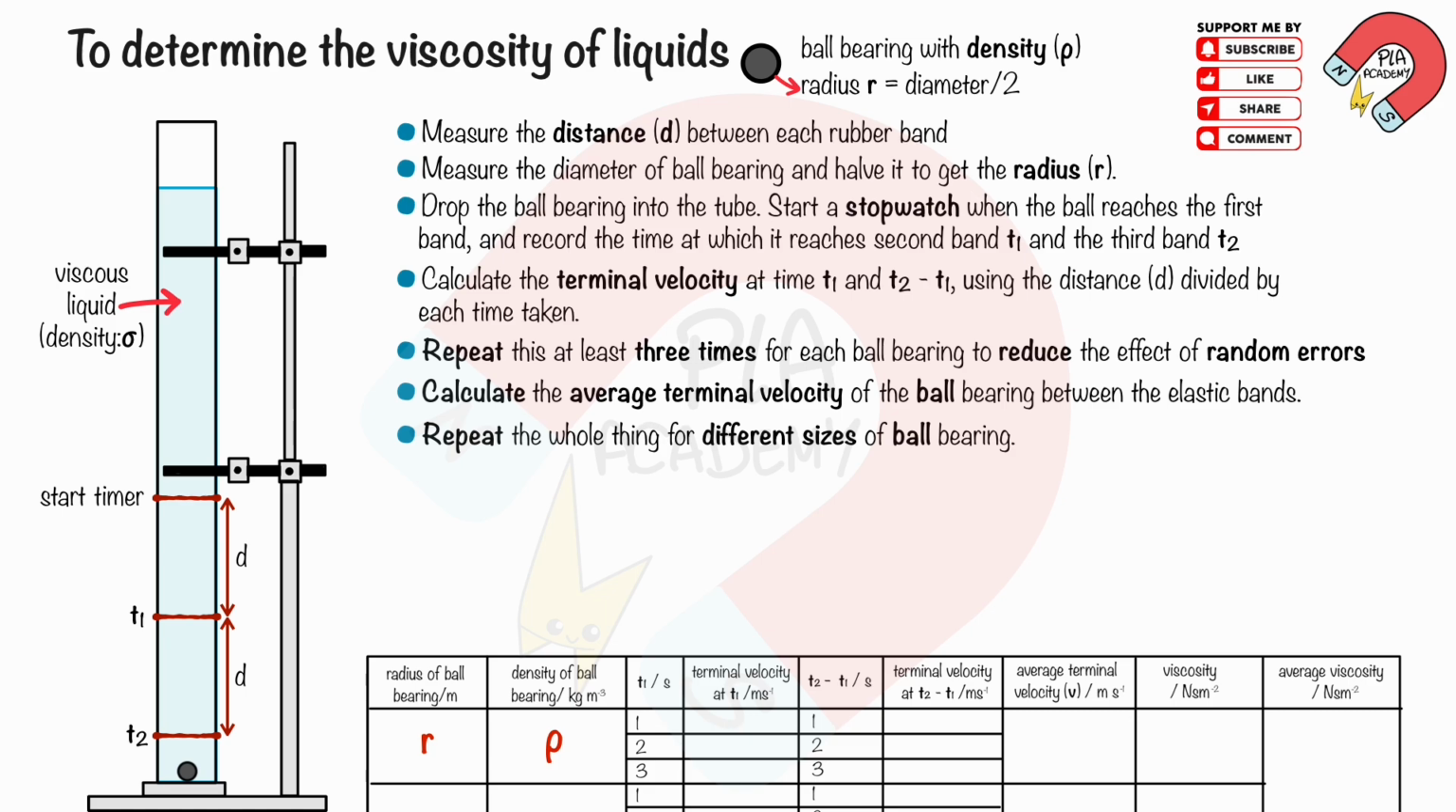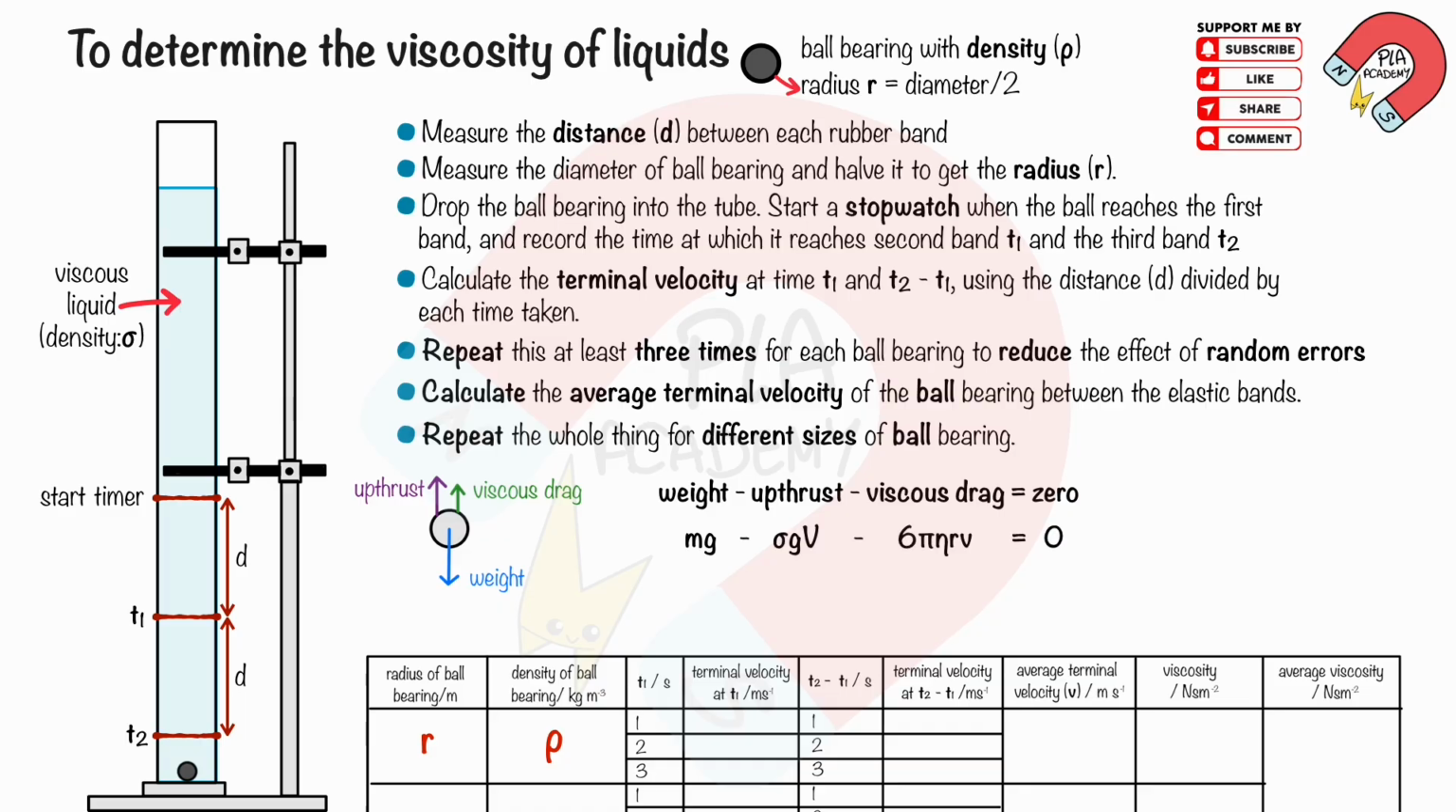You can then calculate the viscosity, eta, of the liquid. The ball bearings are falling at terminal velocity, so the sum of the forces acting on the ball is zero, as weight of the ball bearing minus upthrust minus viscous drag is equal to 0. Substituting the equations weight is mg, upthrust is sigma gV, and viscous drag is 6 pi eta rv, where m is the mass of the sphere, which is ρ times 4/3 pi r cubed, and V is the volume of a ball bearing, which is 4/3 pi r cubed.